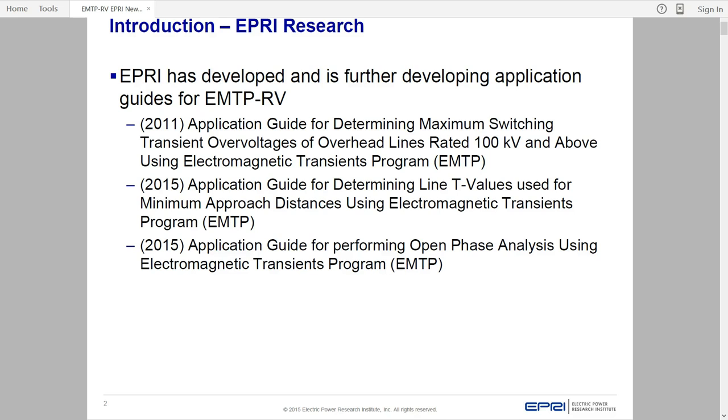And before that, we actually did an application guide back in 2011 for using EMTP for doing transient studies for different switching studies, lightning studies for large transmission systems. So we've been using RV for a while.